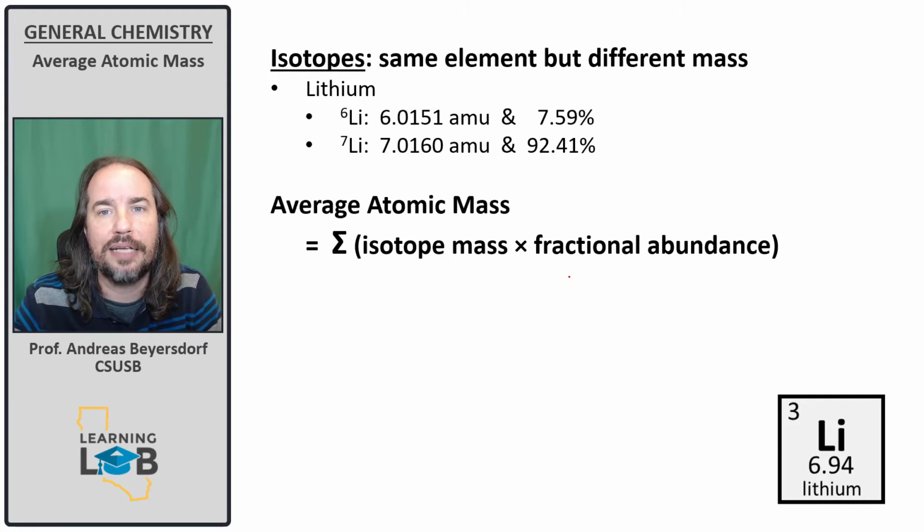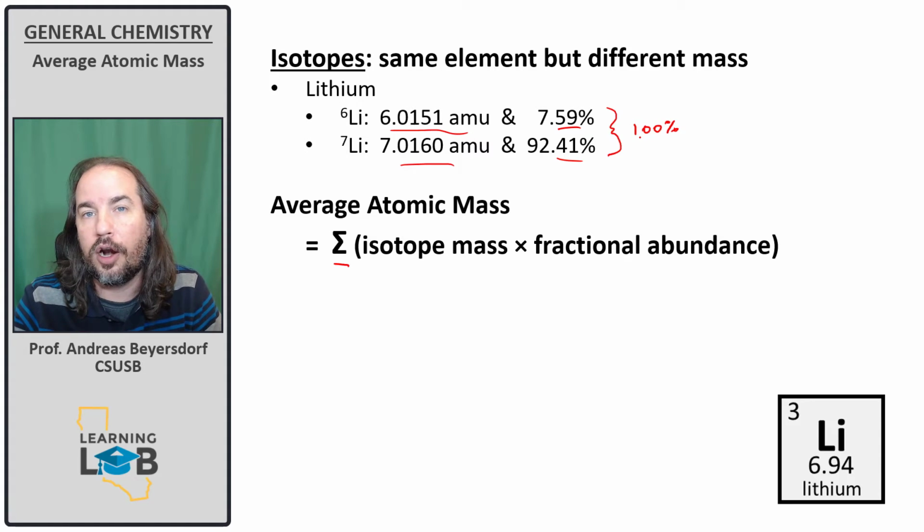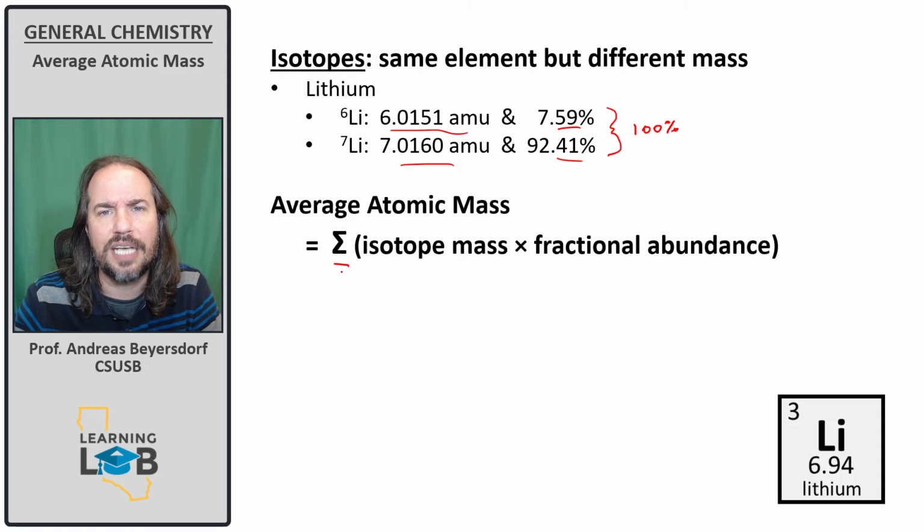That average atomic mass is found by taking the sum of the isotope masses times their fractional abundances. All right, so lithium has two isotopes, lithium-6 and lithium-7. We have both their masses and both of their abundances. By the way, notice that the two abundances, if I added these together, they would equal 100%. All of our lithium in the world is composed of either lithium-6 or lithium-7. All right, so what does this sum mean?